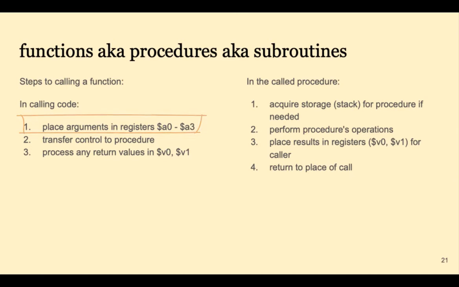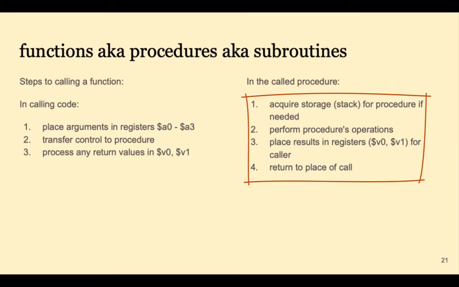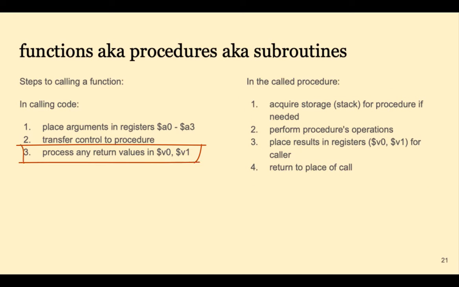In the calling code, we're going to place any data that we want our function to know about in registers A0 through A3. And then we're going to jump to that procedure. Then the procedure will push things on the stack if necessary, do whatever the procedure or function was designed to do, and then place any results it wants the calling code to know about in registers V0 and V1, and then jump back to where it was called. The calling code will now have its return values in V0 or V1, and it can handle those as appropriate.